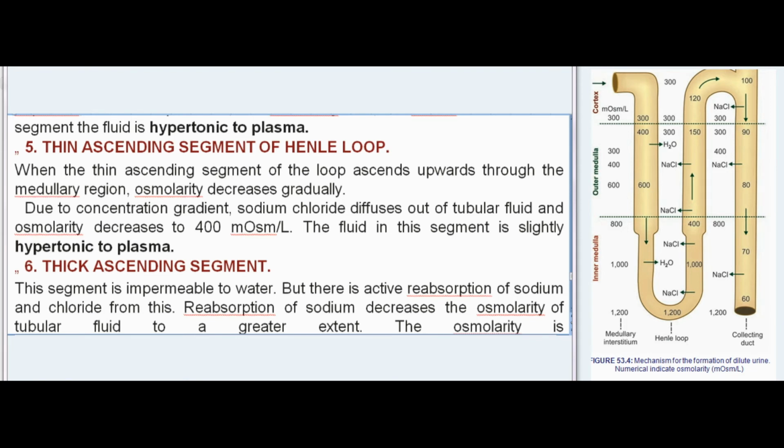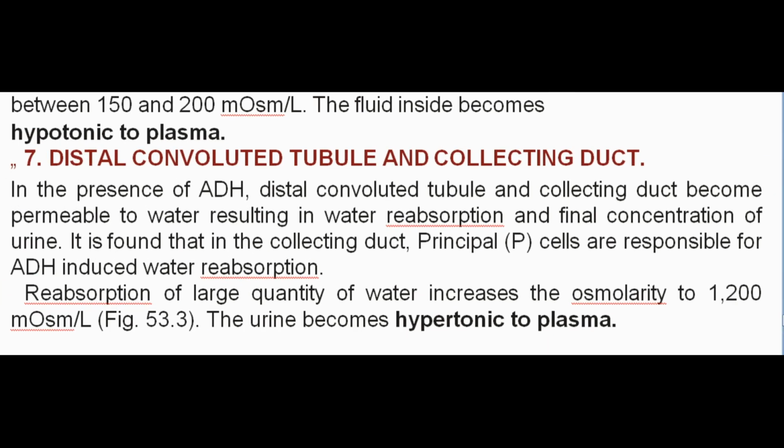5. Thin ascending segment of Henle loop. When the thin ascending segment of the loop ascends upwards through the medullary region, osmolarity decreases gradually. Due to concentration gradient, sodium chloride diffuses out of tubular fluid and osmolarity decreases to 400 mOsm/L. The fluid in this segment is slightly hypertonic to plasma. 6. Thick ascending segment. This segment is impermeable to water. But there is active reabsorption of sodium and chloride from this. Reabsorption of sodium decreases the osmolarity of tubular fluid to a greater extent. The osmolarity is between 150 and 200 mOsm/L. The fluid inside becomes hypotonic to plasma.